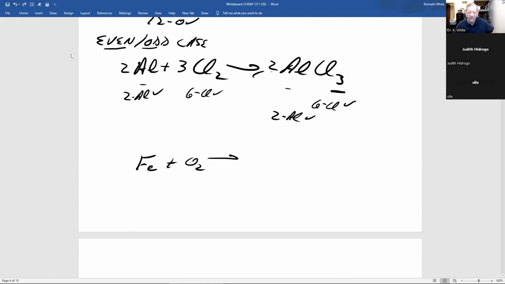I keep on not giving myself enough space. Let me move this over. And this is iron plus oxygen gas, O2. And this is ferric oxide, or also known as iron oxide, also known as rust. And this is the reaction that causes your car body to rust if the paint job is not covering the metal.